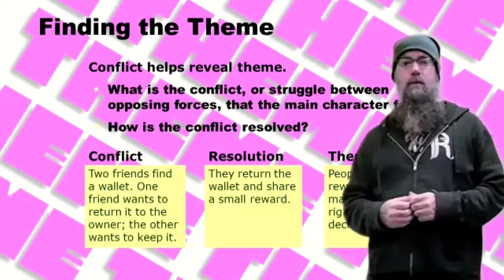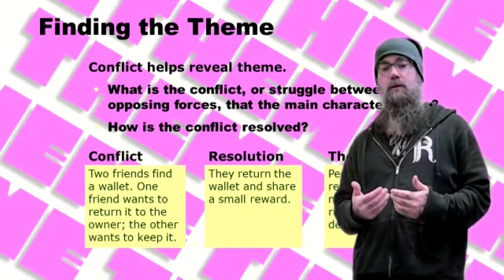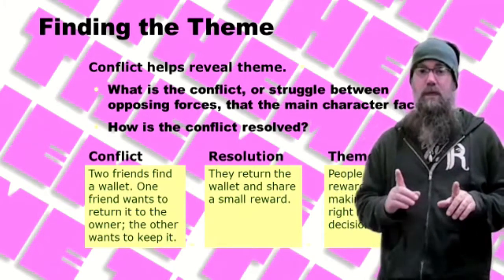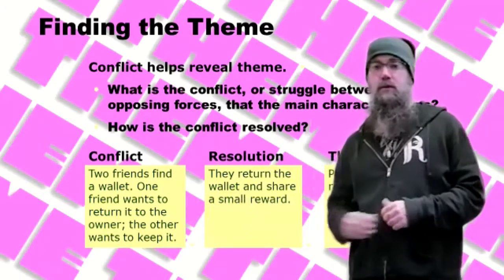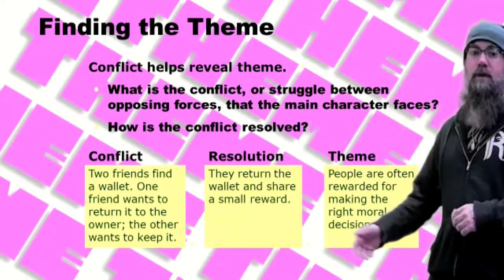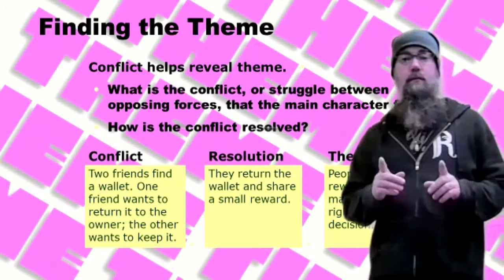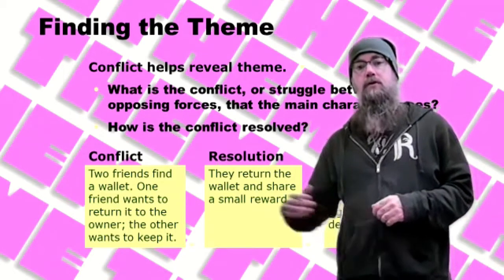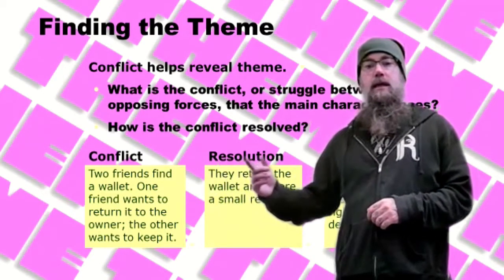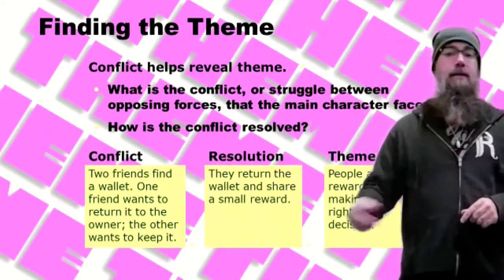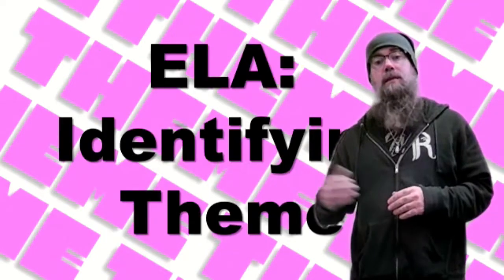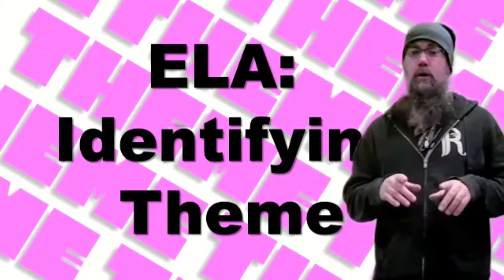They ended up returning the wallet and they actually got a small reward for it. So what would the theme be based on the conflict and the resolution? The theme could be people are often rewarded for making the right moral choice. So you can see how we use the conflict and the resolution of the conflict to find the theme in this example.